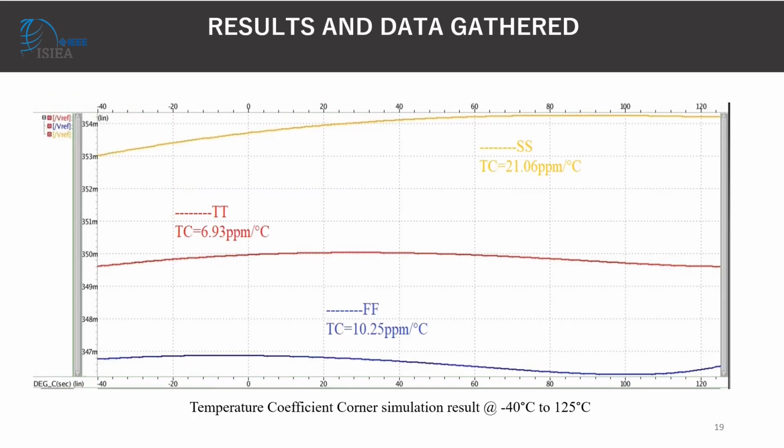In order to simulate the behavior in the real world, we have conducted a three-corner test. These tests are parameters that slightly alter the characteristics of the models used in the real world. For TT, we have 6.93 parts per million per degree Celsius, SS corner 21.06 parts per million per degree Celsius, and FF 10.25 parts per million per degree Celsius. These temperature sweeps are tested in the range of -40 degrees Celsius to 125 degrees Celsius. As you can see, there is only a slight variation despite the variation of the temperature.